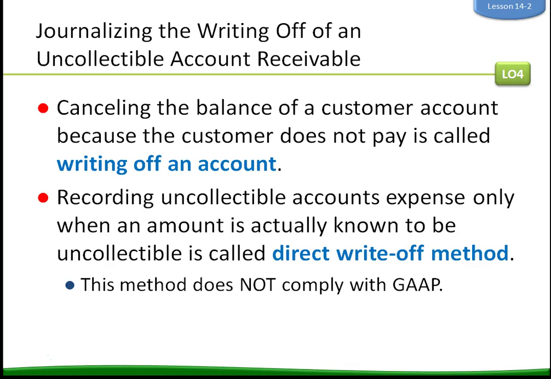Recording uncollectible accounts expense only when the amount is actually known to be uncollectible is called the direct write-off method, and that method doesn't comply with the general accounting principles. So that doesn't happen, but we do write off the account.